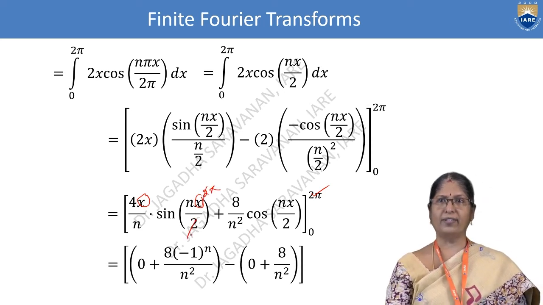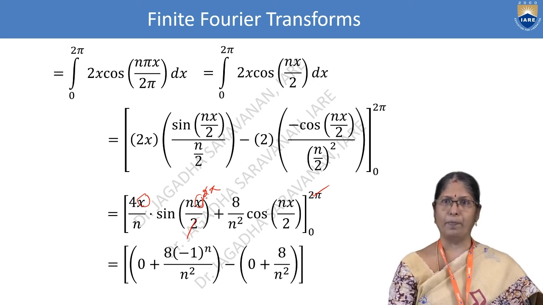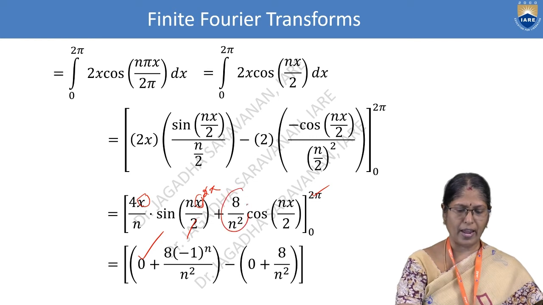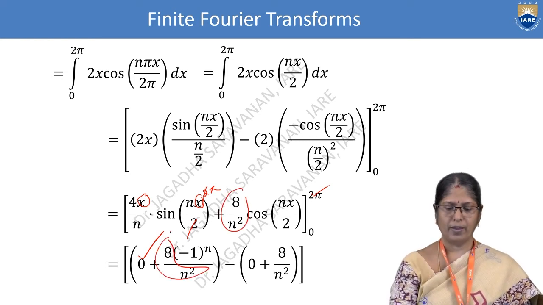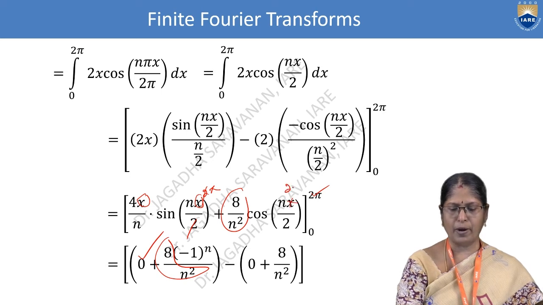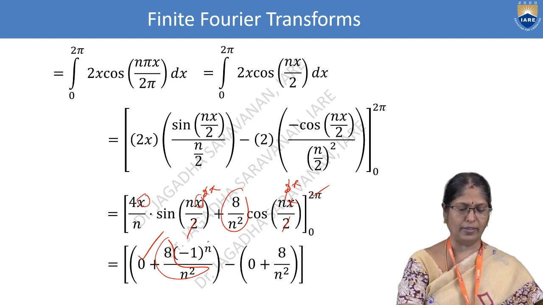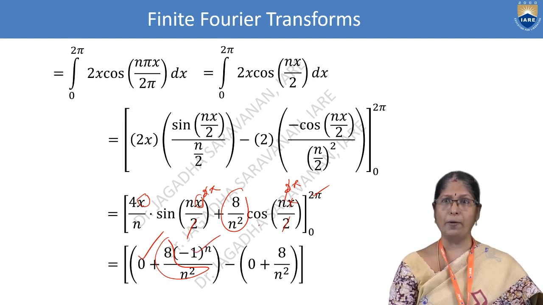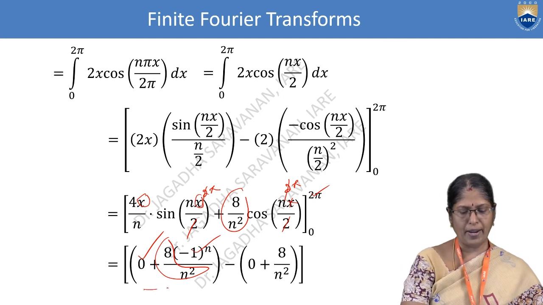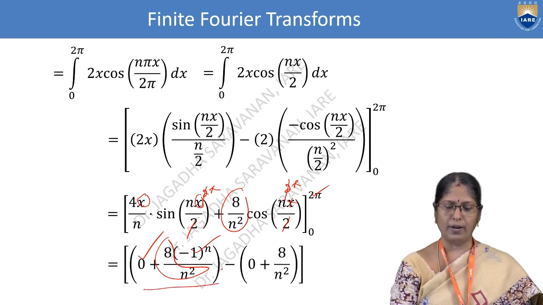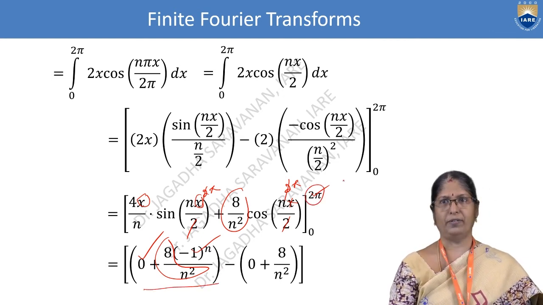2 getting cancelled, sine of n pi, the value is 0, plus 8 by n square, written as it is. X is replaced by 2 pi, 2 getting cancelled. Cos of n pi is nothing but minus 1 power n. Completely, the upper limit we completed.